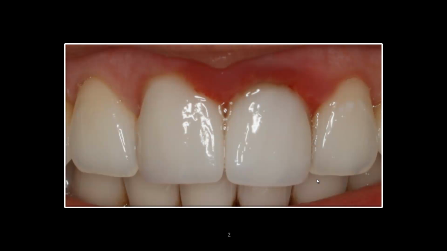So before we start making any kind of clinical decision, especially in this case, I don't know this patient, I don't know this doctor, but what the doctor said is the patient had temporary veneers, and everything looked beautiful. And after the cementation of those laminates, the patient developed the symptoms. So let's speculate a little bit why it happens.